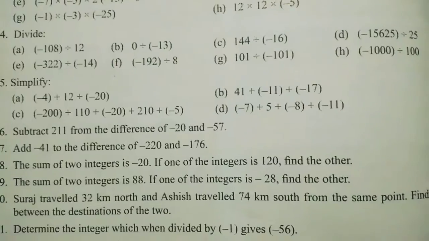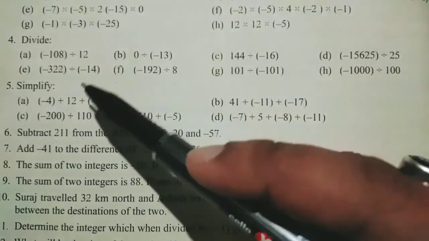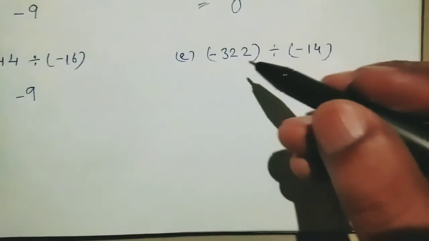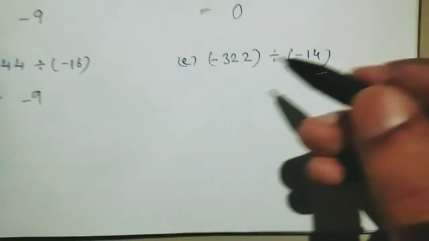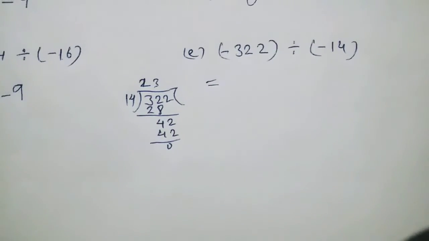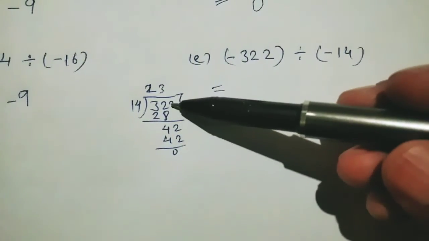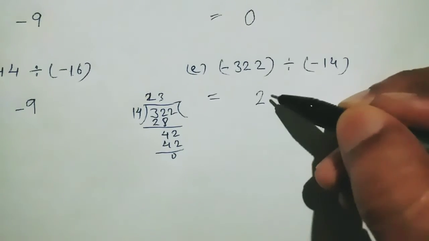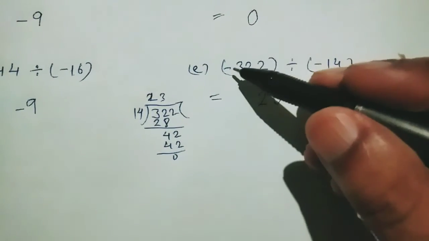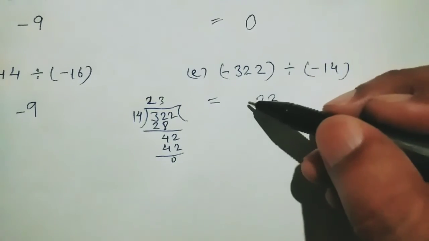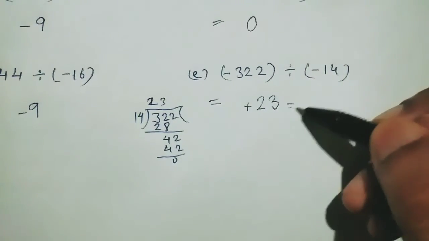Okay. Now this question number E. Let's do the question number E. So students, here minus 322 divided by minus 14. Here you have to divide these numbers first of all. So here you can see the division, 14 and 32 divided, then it is coming 23. So the answer is coming 23. Now what is the sign? Here minus sign, here minus sign. So the rule is what? Minus minus is always plus. So it is plus 23. That means it is 23.